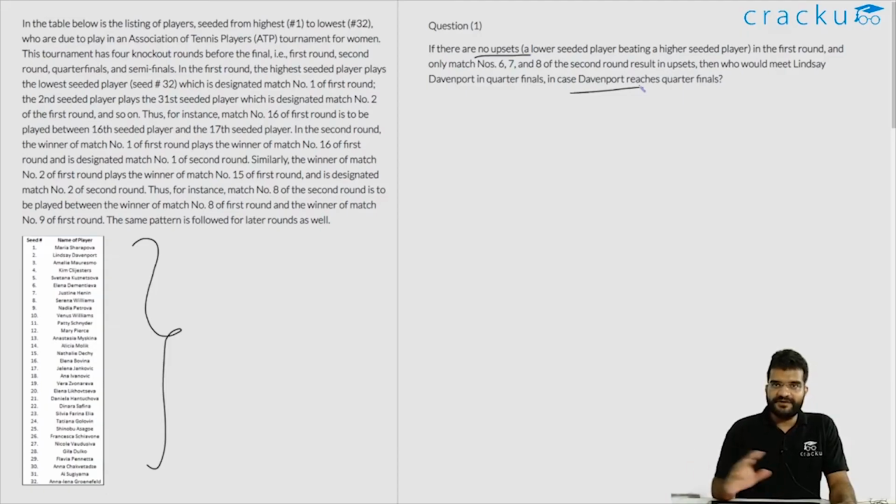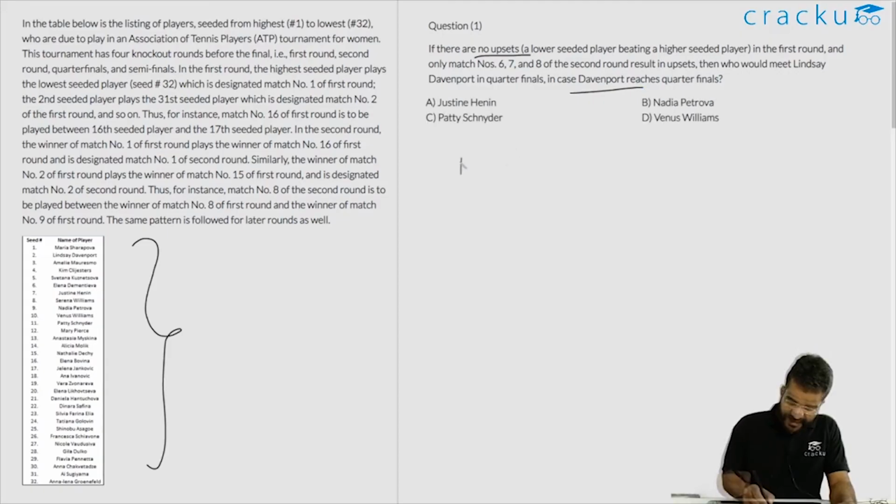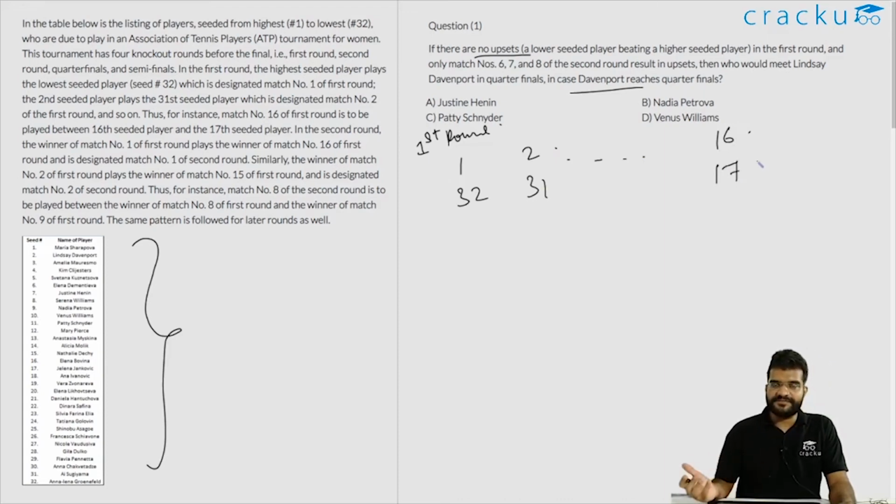So let us ignore the name for now. Let us first try to understand how the results will be in the first and the second rounds, and then match up the seed number of Lindsay Davenport and see who she will face. So in the first round, seed 1 plays against seed 32, seed 2 plays against 31, and so on, and seed 16 plays against seed 17. We are told that there are no upsets in the first round.